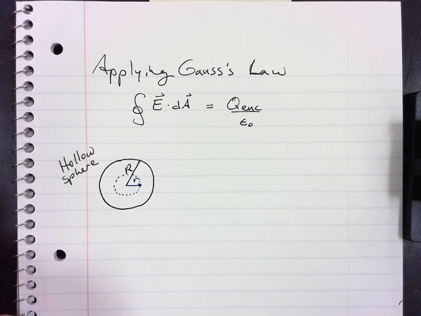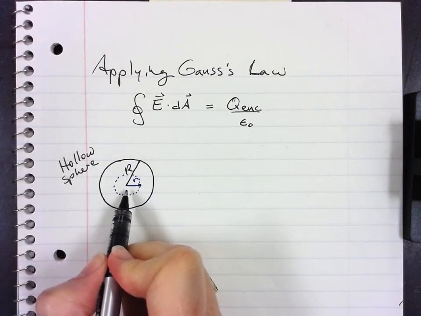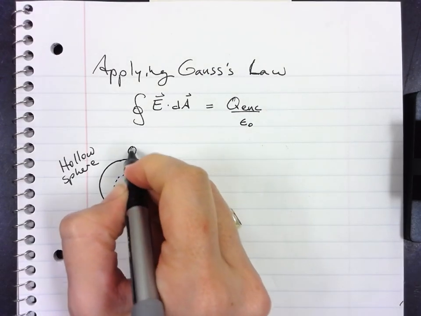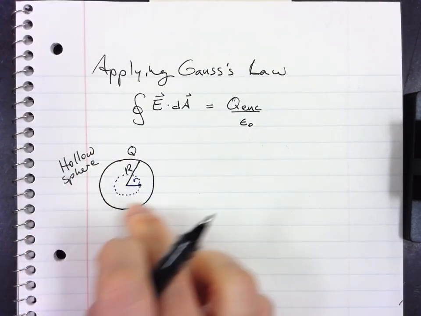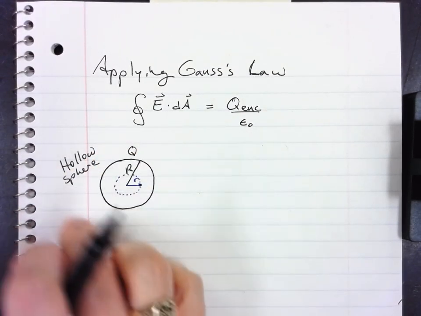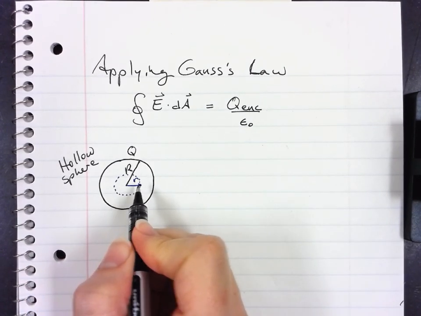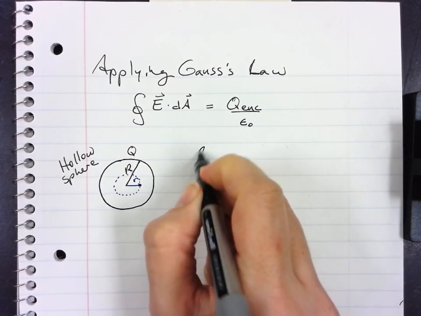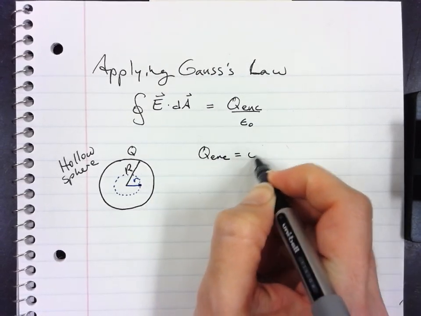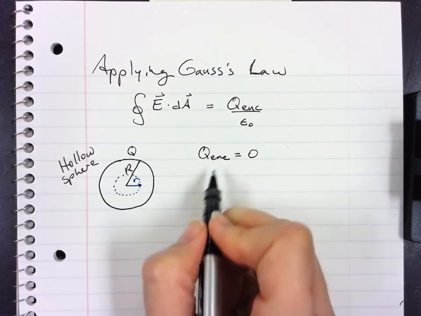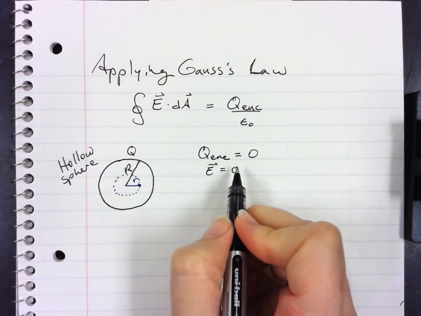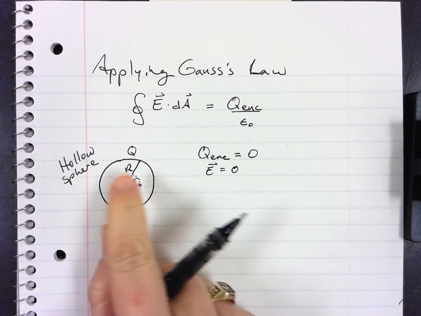Now, here's what gets interesting. There's no charge in there. Remember, this is a hollow sphere, so all the charge on it is smeared out over the outer surface. There's no charge inside because there's no material inside. There's no place for the charge to be. So Q enclosed equals 0. So this electric field must be 0 because there's no charge inside.